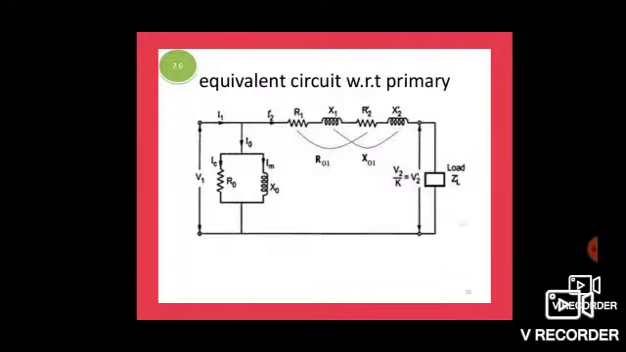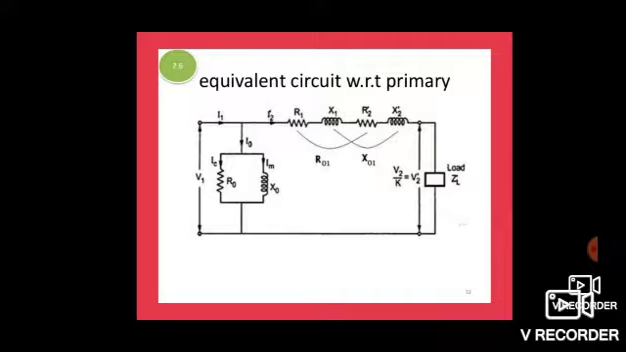Now we will see the reduced equivalent circuit with respect to primary. So V1 is the input voltage. The combination of R1 and R2 dash is referred as R01 for the approximate equivalent circuit. Similarly, the combination of X1 and X2 dash is referred as X01 for the approximate equivalent circuit. That is the reduced equivalent circuit we have to form.